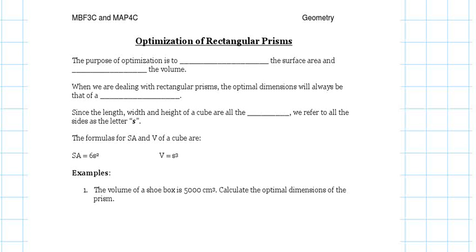Okay? So when I say the word optimization in 3D, when it comes to surface area, we want to minimize the surface area, because remember, surface area is the material that you use, and you're going to optimize, which is maximize the volume. Okay? So we always look at minimize the surface area and maximize the volume.